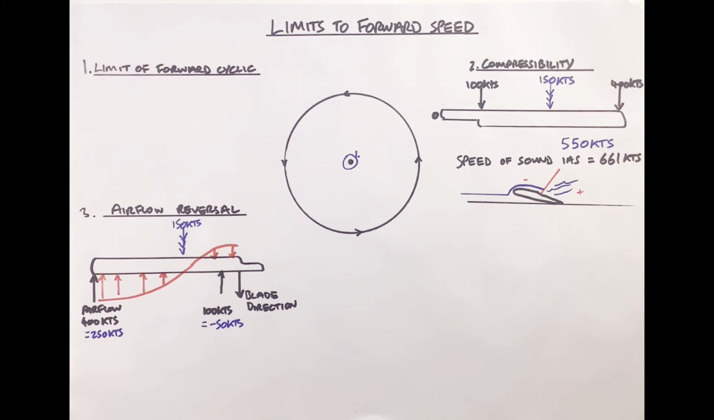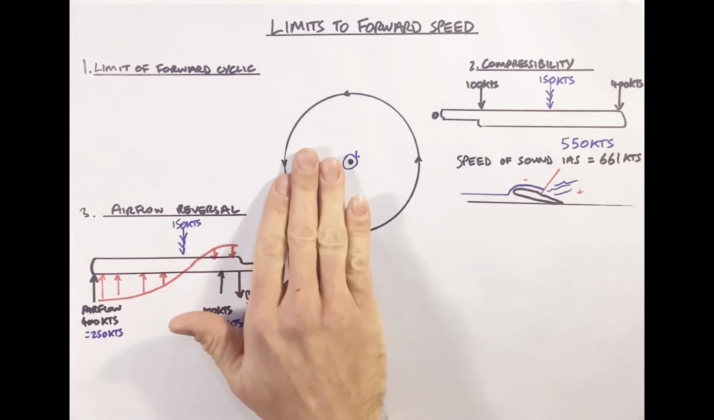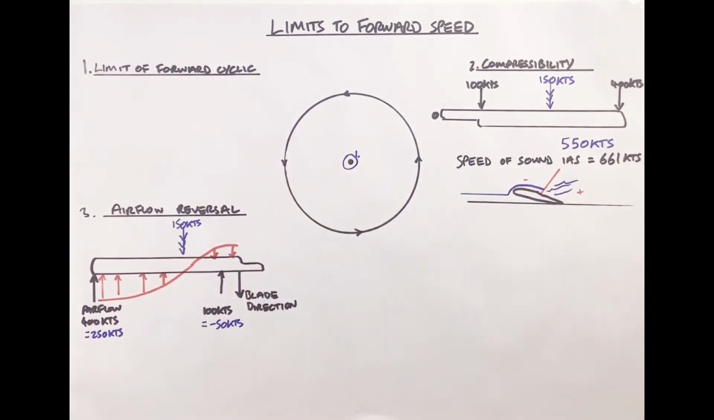So therefore, if we're producing less lift on the retreating side, what's going to happen? Well, it's going to drop down. It's going to flap down. And in order to stop the aircraft from rolling over to the left, we have to put right cyclic in. But as you can see, the faster you go, this area of reversed airflow is going to slowly move out further and further until we aren't producing any lift on the retreating side blade at all, and the whole aircraft will just continue to roll to the left until we run out of right cyclic.